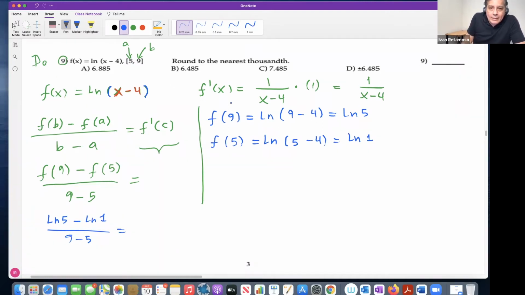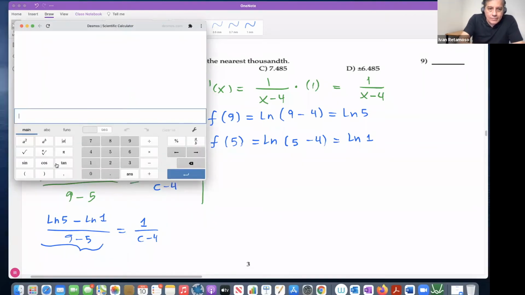For the derivative, we said that the derivative of this function is 1 over x minus 4. So the derivative evaluated at c will be 1 over c minus 4. That is what goes in the right side here. Now, let's compute this in our scientific calculator. You may use your Desmos scientific calculator. I strongly recommend you to use this. ln of 5 minus ln of 1, which is 0, right? But what if not? So in general, you should do this.